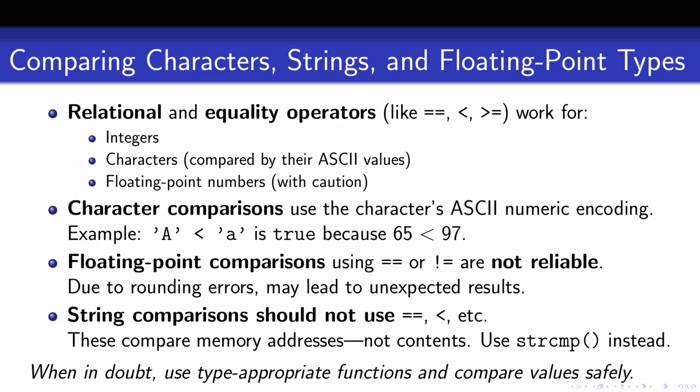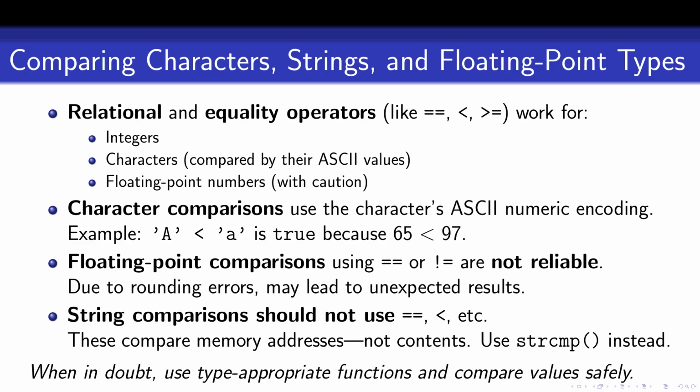This slide explains how C compares characters, strings, and floating point numbers, and the important distinctions between them. When you compare characters, you're actually comparing their ASCII values. For instance, capital A is 65 and lowercase a is 97, so capital A is considered less than lowercase a. But with strings, the equals equals operator doesn't compare contents. It compares memory addresses, which leads to unexpected results.